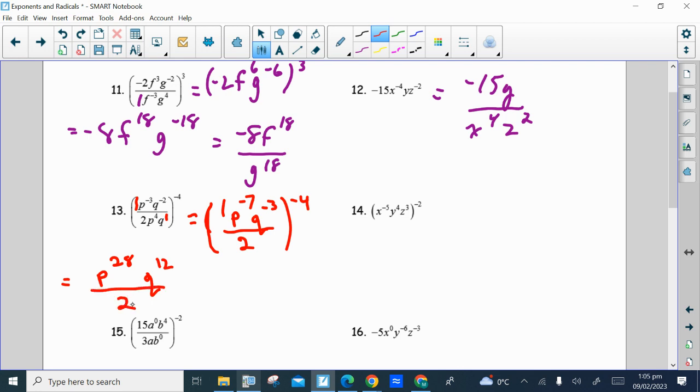But again, we can't forget we've got the 2 on the bottom, which would also be raised to the power negative 4. And that 2 to the negative 4, before I can evaluate that, I have to have the exponent positive. So in this case, I'll move it from the bottom up to the top. And it becomes 2 to the positive 4 on top, p to the 28, q to the 12. And 2 to the 4 is multiplying 2 by itself 4 times. That'll give us 16.